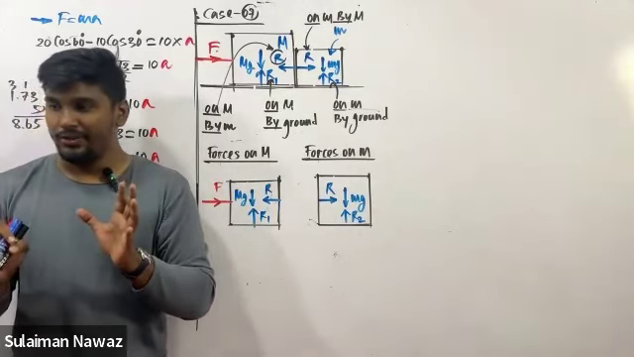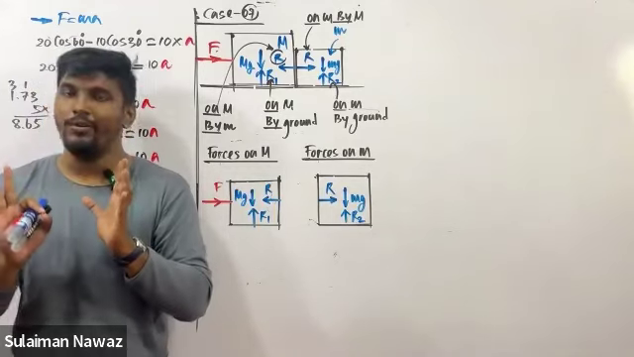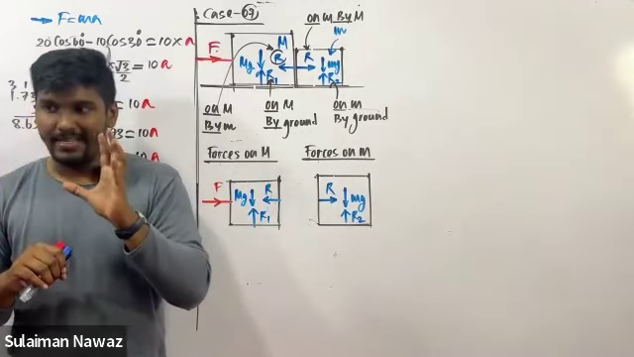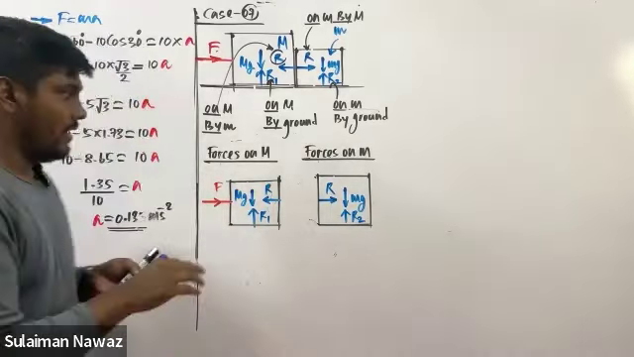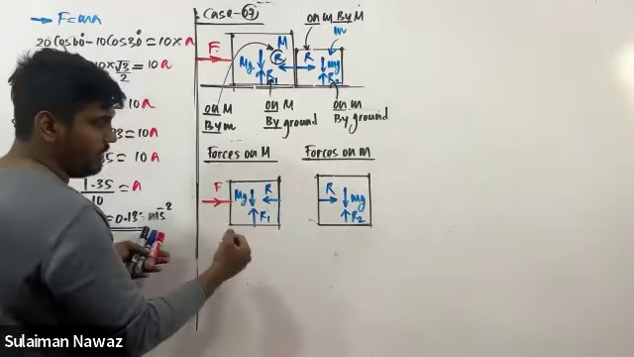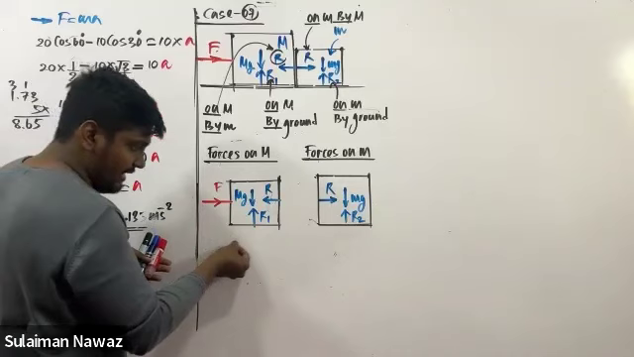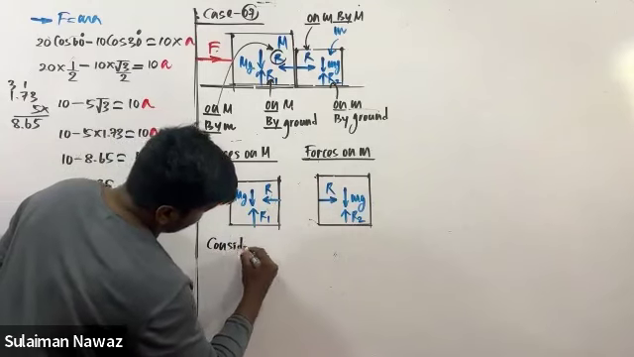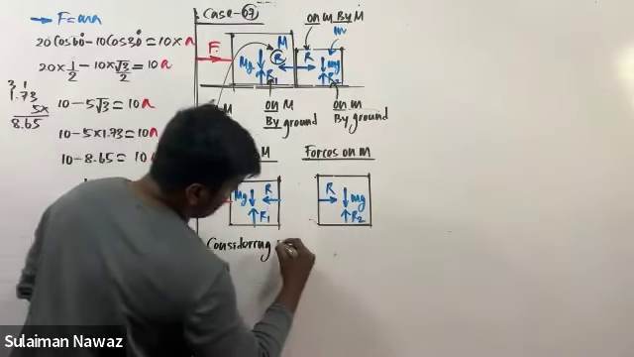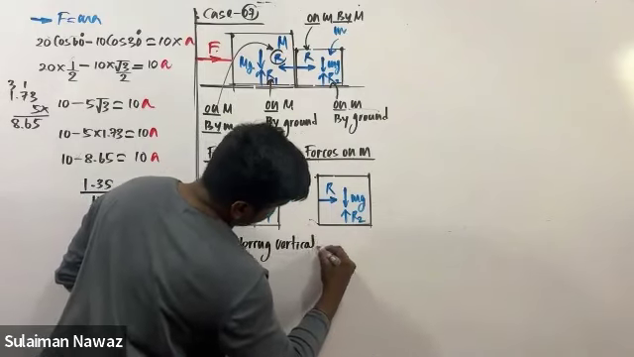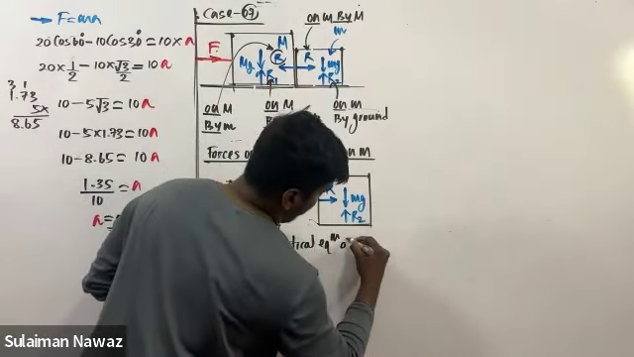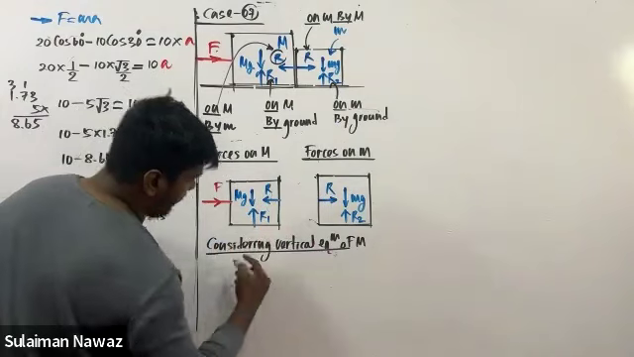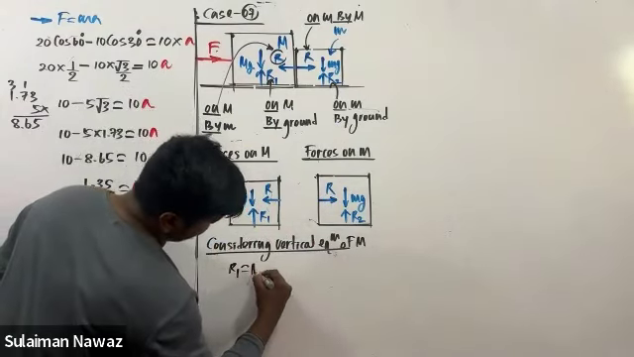Now we are talking about a very serious section. Force is very, very important. The resultant vertical force on capital M and small m must be 0. I take time and I explain. Now under that, write down: considering vertical equilibrium of capital M, R1 must be equal to capital Mg.